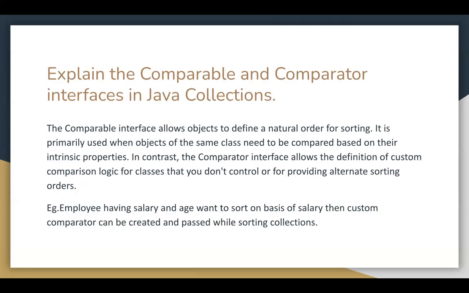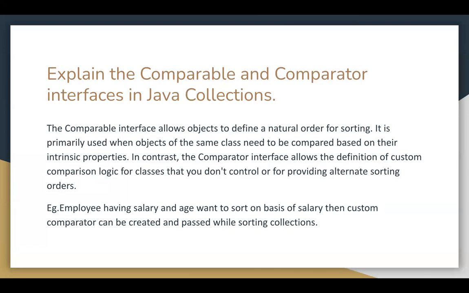Explain the Comparable and Comparator interfaces in Java collections. The Comparable interface allows objects to define a natural order of sorting. It is primarily used when objects of the same class need to be compared based on their intrinsic properties. In contrast, the Comparator interface allows the definition of custom comparison logic for classes that you don't control or for providing alternate sorting orders. So basically, Comparable gives you the natural order of sorting, while with Comparator you can create your own custom comparator, and then pass it to the Collections.sort method.